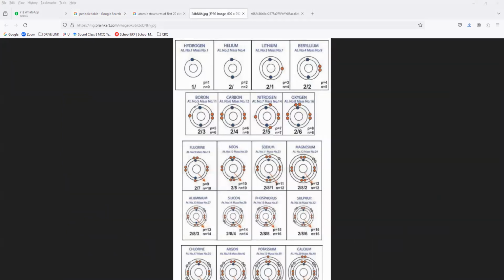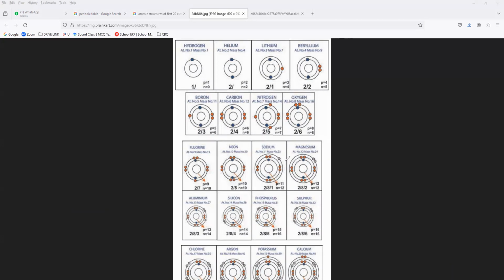Okay, first hydrogen. What is the valence shell of hydrogen? Everybody? K shell. Next, helium. What is the valence shell? K. Lithium? L. Beryllium? L. Boron, L. Carbon, L. Nitrogen, L. Oxygen, L. Fluorine, L. And neon also, L.